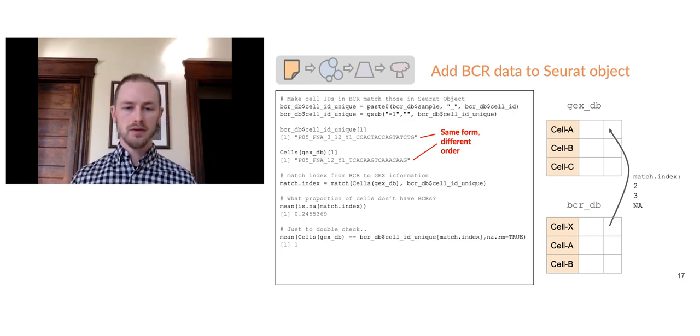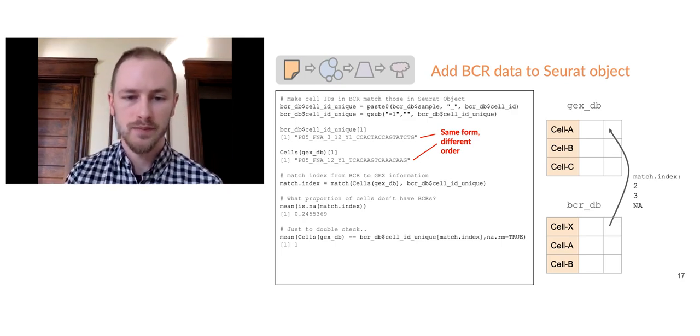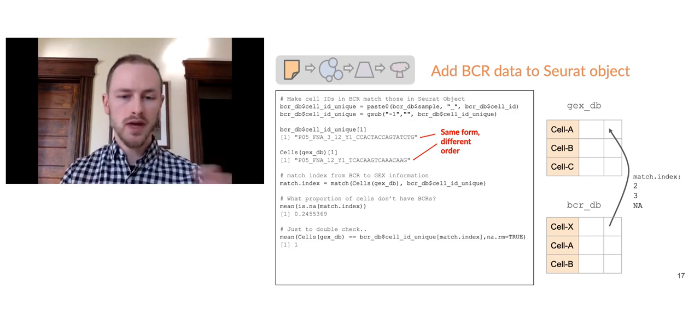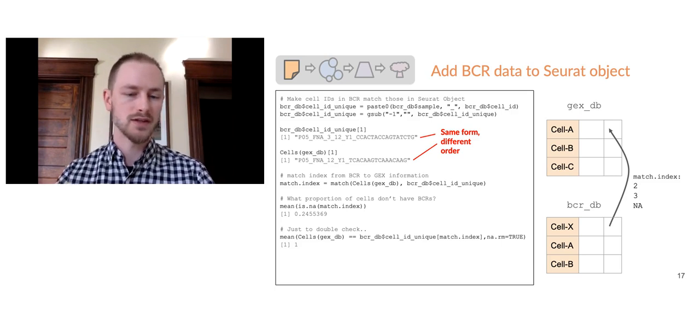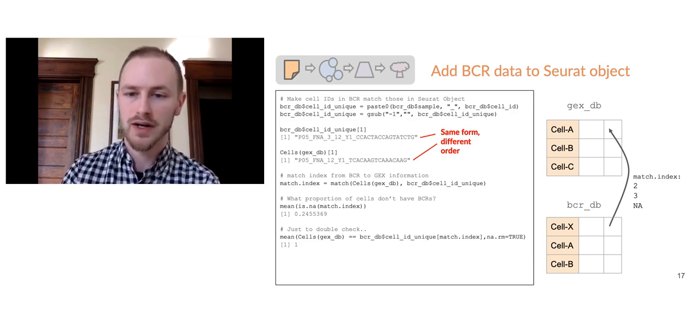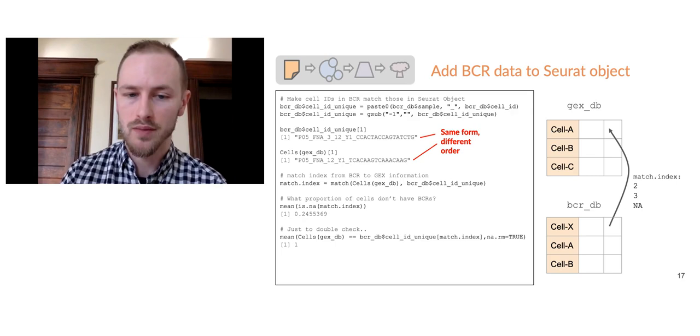To match the rows together, we'll need to use the match function. What this will do is locate the index of each row in the BCR data frame and match it to the cell ID of the gene expression object. So I have an example of how that works on the right.